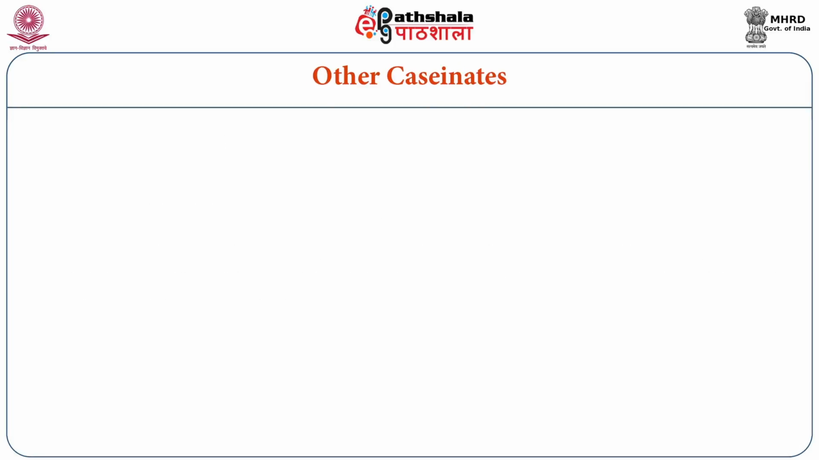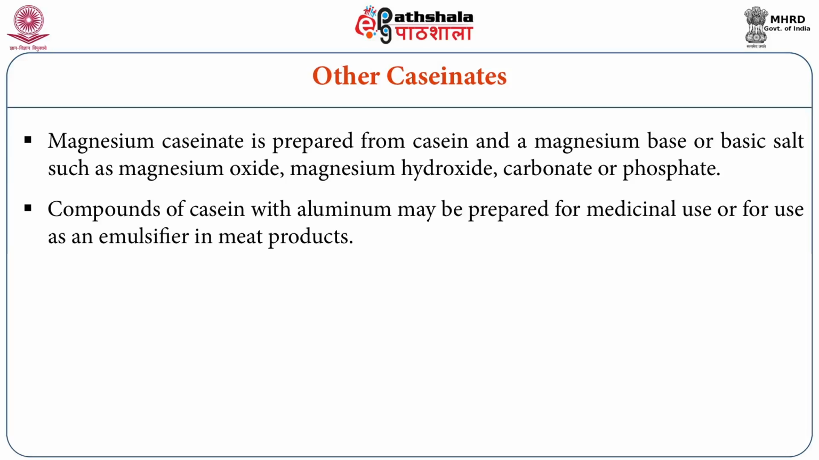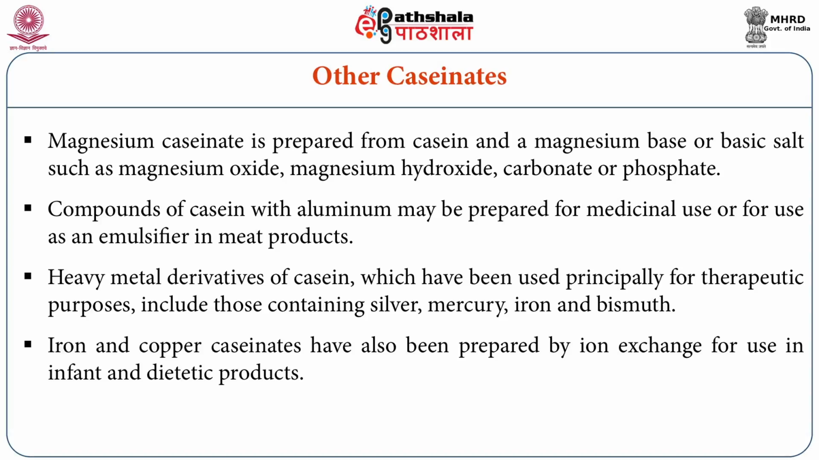Now let us discuss other caseinates. Magnesium caseinate is prepared from casein and magnesium base or basic salt such as magnesium oxide, magnesium hydroxide, carbonate or phosphate. Compounds of casein with aluminum may be prepared for medicinal use or for use as an emulsifier in meat products. Heavy metal derivatives of casein, which have been used principally for therapeutic purposes, include those containing silver, mercury, iron, and bismuth. Iron and copper caseinates have also been prepared by ion exchange for use in infant and dietetic products.